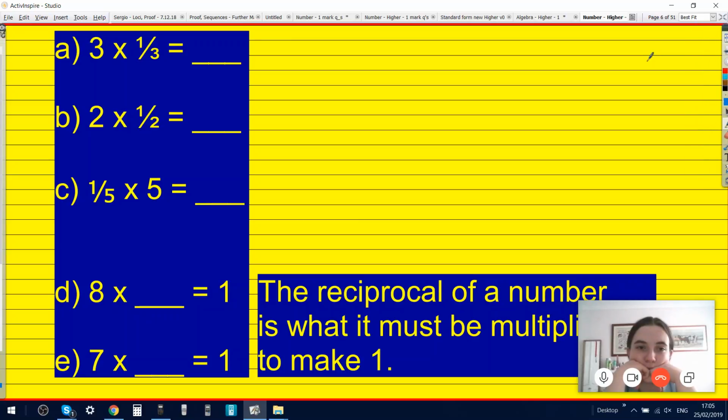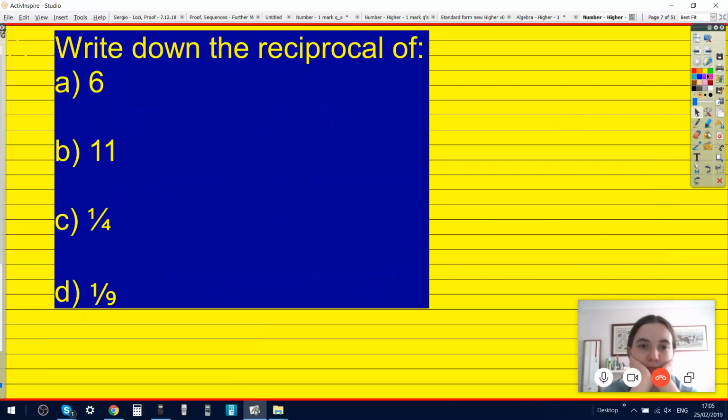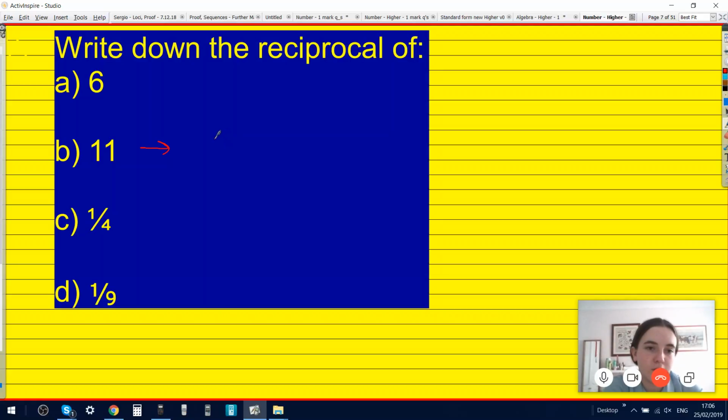Oh, I thought I cut this out. Okay, what do you get here? 1. Part C. 1. So what is part D? 1/8. The reciprocal of a number is what it must be multiplied by to make 1. What is the reciprocal of the second one? 11. No, 1 over 11. What is the reciprocal of the last one? 9. Yes.